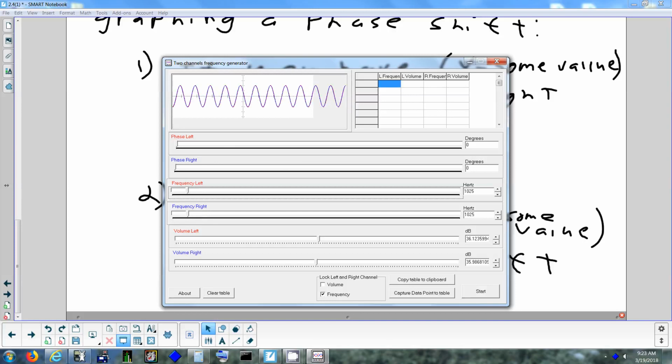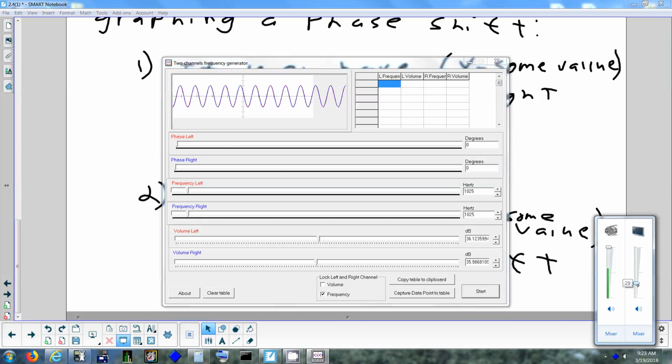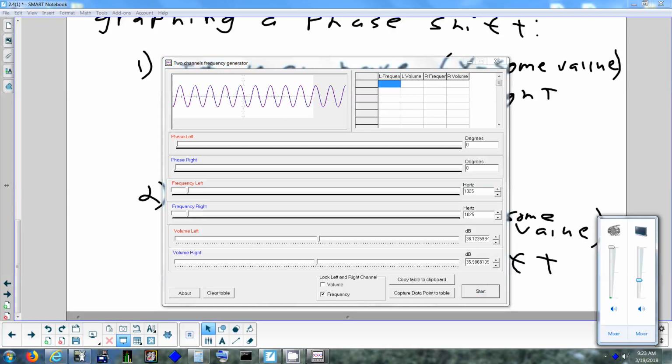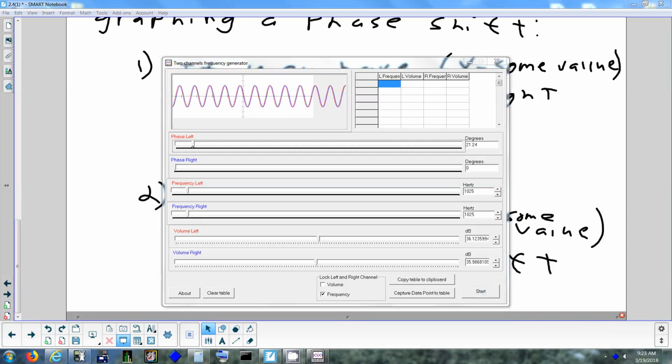So everything that I play, it's Bluetooth, it has to connect. It's going to sound like that. Okay, that's a 1,000 hertz tone. Now I'm going to change the phase, okay, and see what we hear. We'll turn it up a little bit. Maybe not that loud. And as I change the phase, you're going to see how much I'm changing it by. It's a shift in degrees.